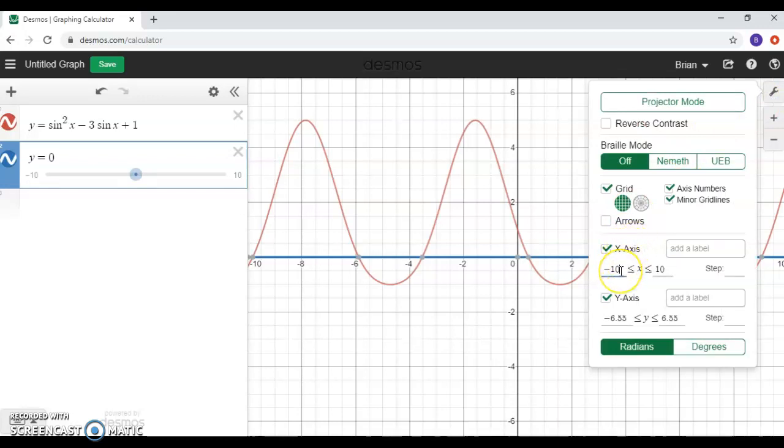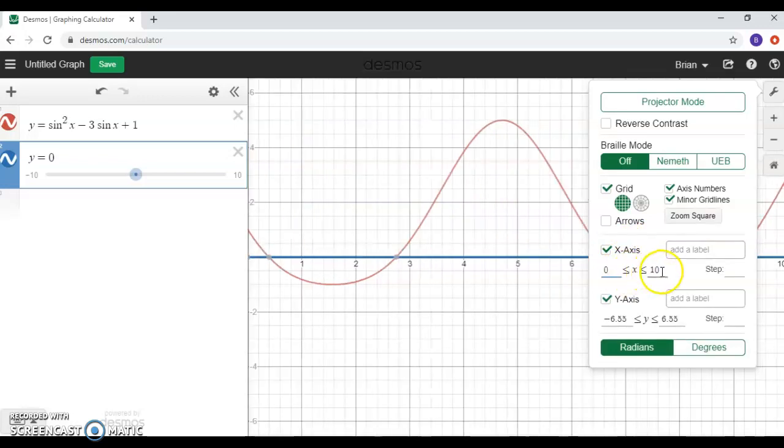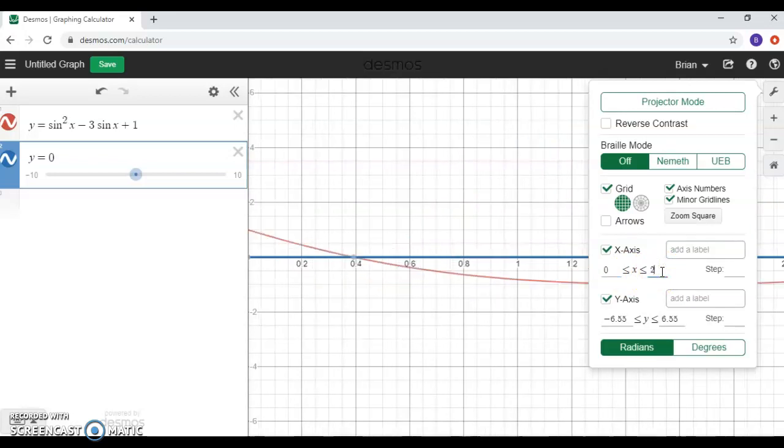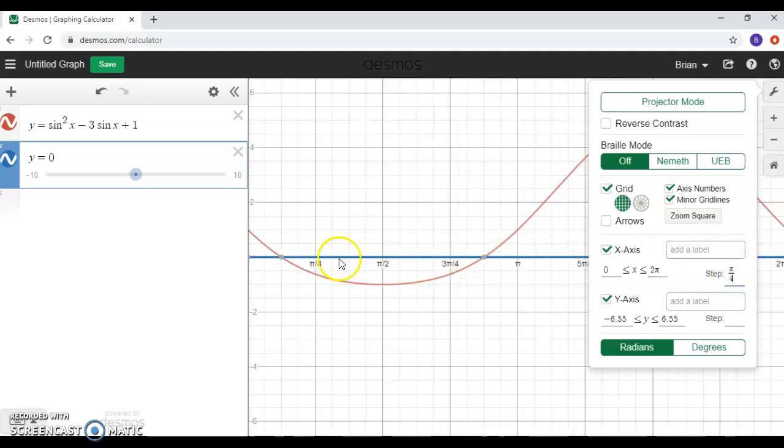So I'm just going to go into this box right here. I'm going to delete until I have a 0. And then where it says 10, I'm going to change it to 2 pi, and I'm going to type 2 pi, and it knows exactly what I'm talking about. Now the step size typically is going to be 1, and that's fine. That works. But we can also put that in terms of trig values. I might say it's pi over 4, and that's going to change everything to trig values and give me a pretty good idea of where everything's at.